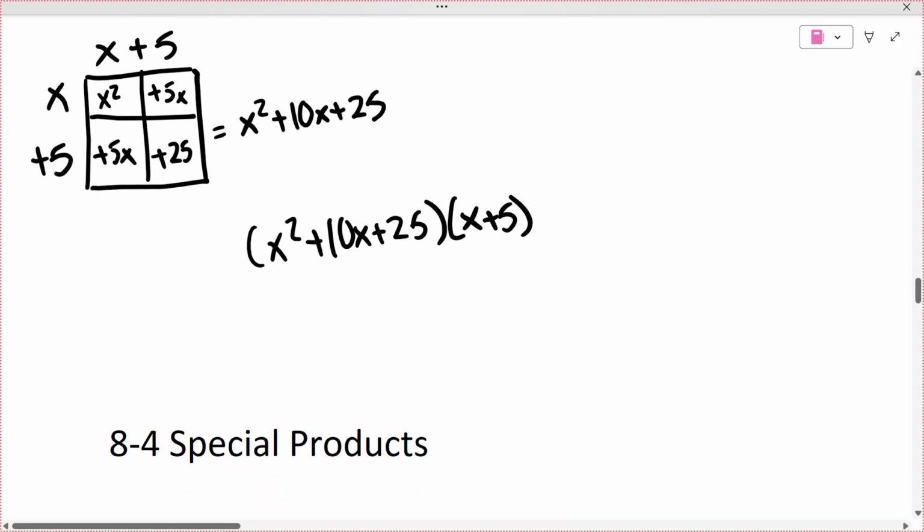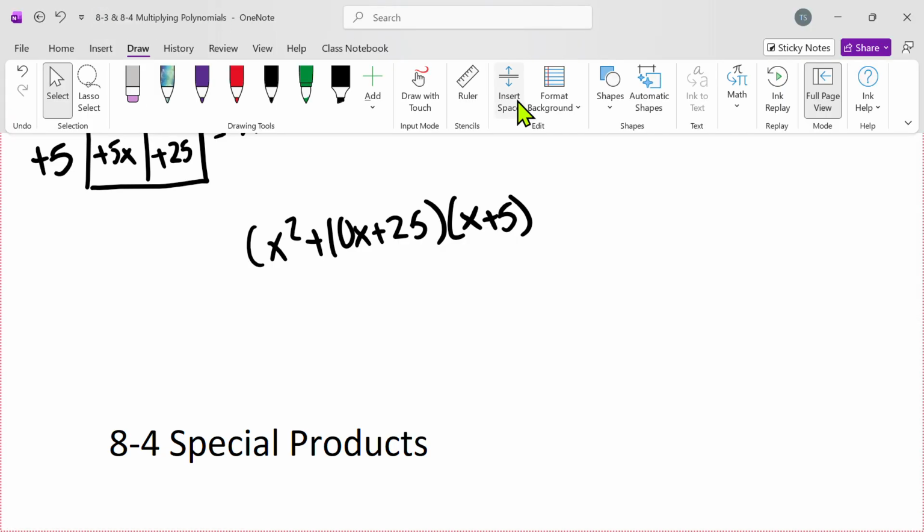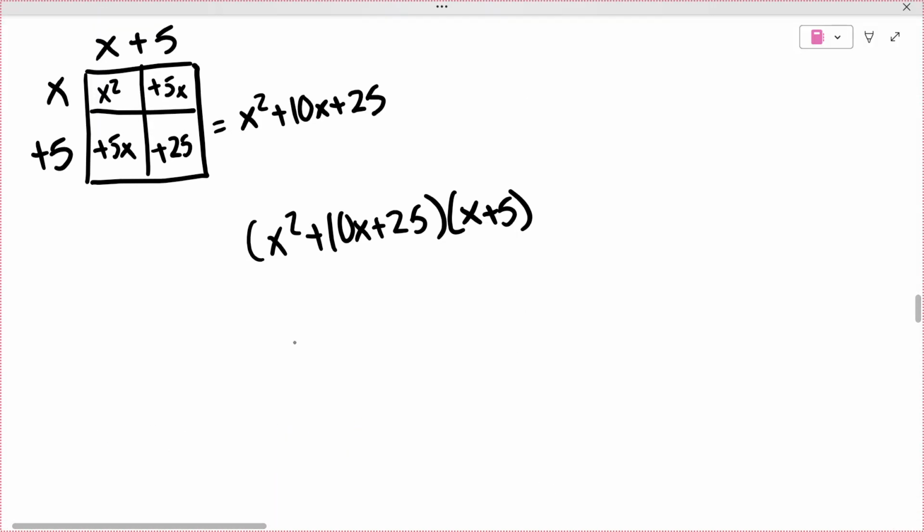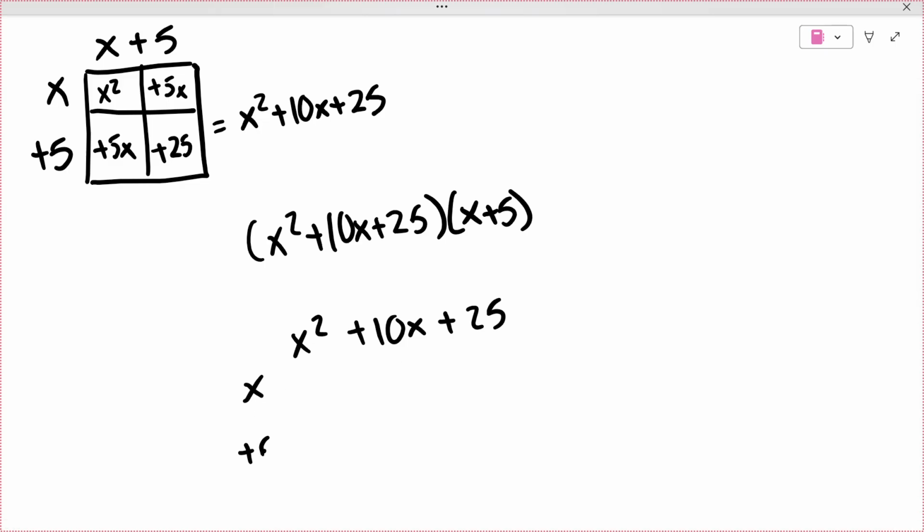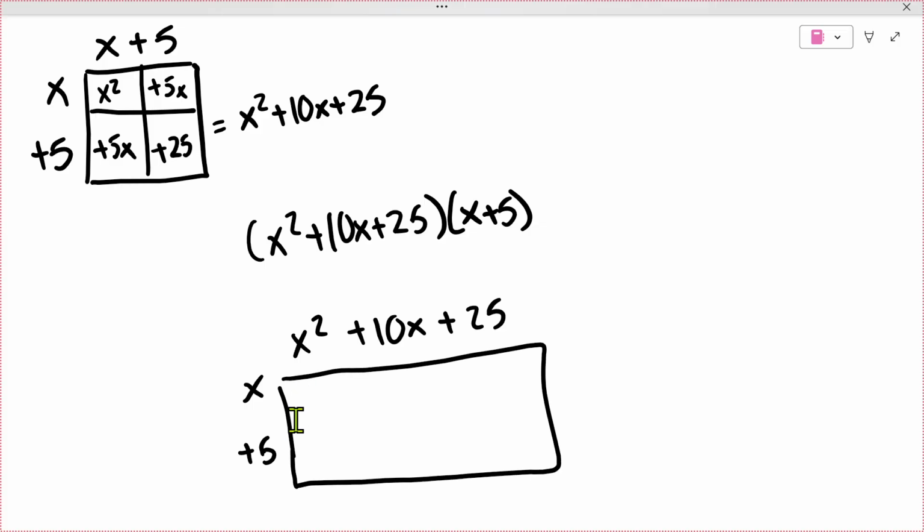I'm going to multiply it by the other x plus 5. So again, I'll set up another box here. So on the top, I'll put x squared plus 10x plus 25. On the side, I'll put x plus 5. And I'll multiply this out. So x squared times x is x cubed. x squared times 5 is 5x squared. 10x times x is 10x squared.